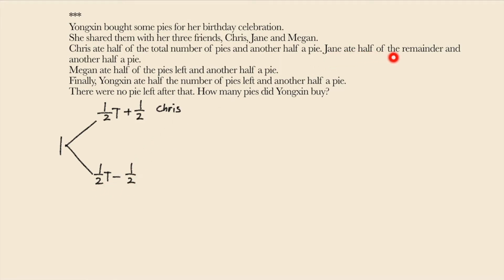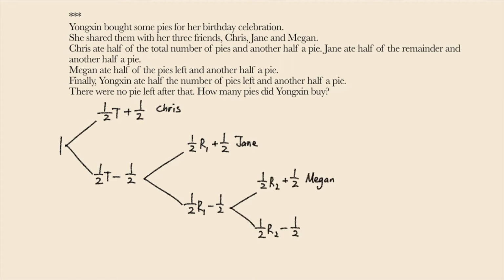Jane ate half of the remainder and another half. So Jane ate half R1 plus half. So that's half R2 minus half. Megan ate half of the pies that's left and another half. So Megan ate half R2 plus an actual half of a pie.